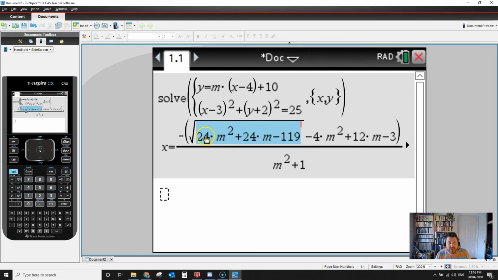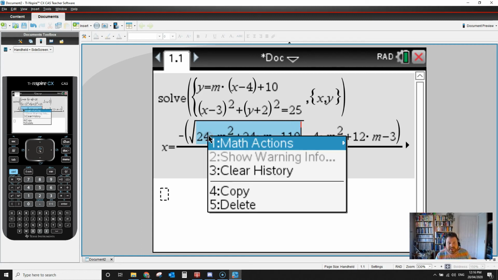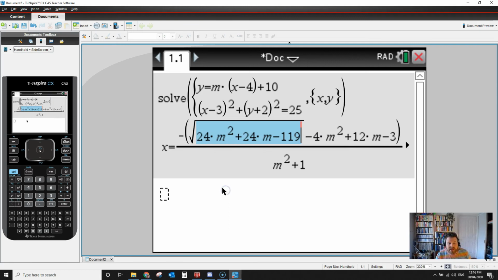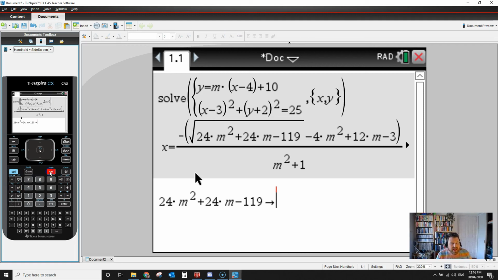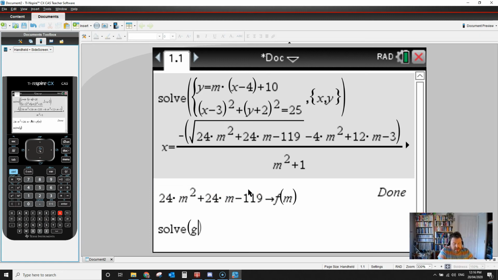Okay, so we're actually going to grab this here, and on a computer it's much easier. I can just copy. I don't know whether you can do that on your CAD's interface, but you can just type it out. So there we go. I'm just pasting it on there. And then I'm going to save that as f of m. Remember, I want this to be 0. So all I have to do is solve f of m equals 0 for m.